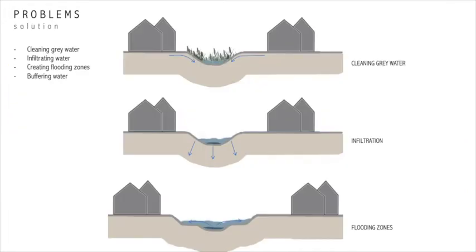With my project, I am going to try to solve these problems by filtering the grey water coming from cities, eventually infiltrating it into the soil, and in addition also infiltrating rainwater, but also providing flood zones so that the water has more room.